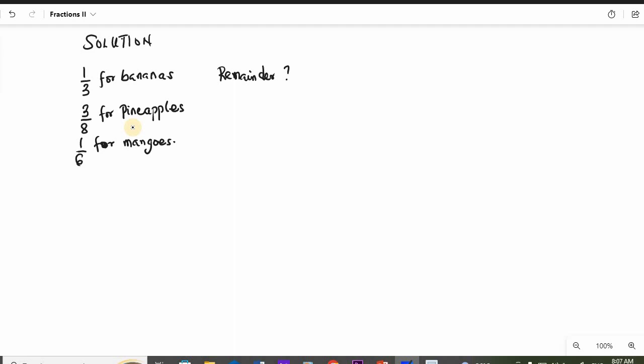Alright, so the first thing we must keep in mind is that 1 represents the whole fraction, or 1 represents the whole land in this case. So if we add all these 3 fractions together for bananas, pineapples, and mangoes, the remainder will be what will be left for oranges. Okay, so how do we do this? The sum of 1/3, 3/8, and 1/6.